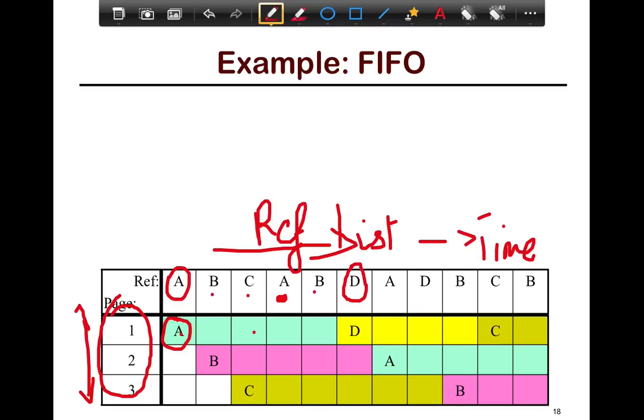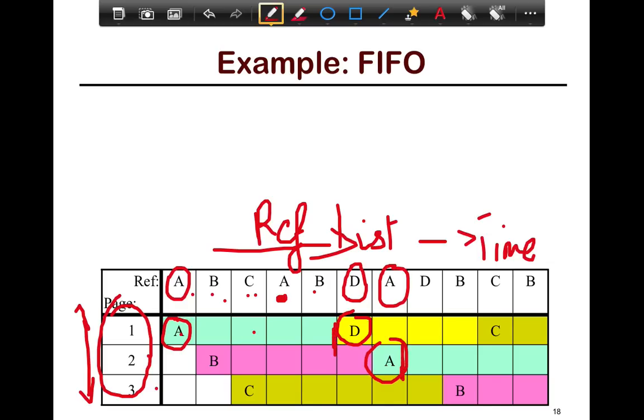Now there's only space for 3 pages. You've got A, B, and C as candidates. The question is, what are you going to replace? In FIFO, you replace the one that came in first. So in this case, D replaces A. And then unfortunately, you reference A again, the one you just replaced. So you've got to bring A in again. So this is a page fault.